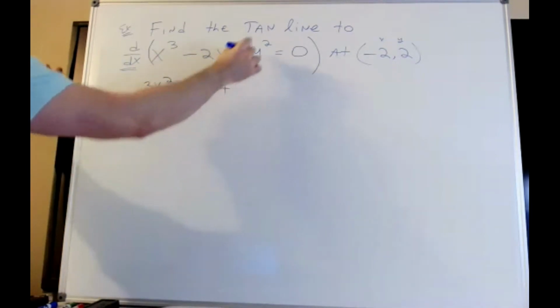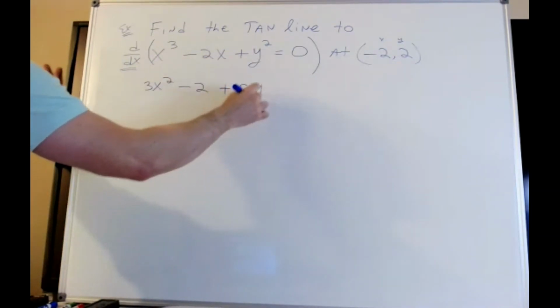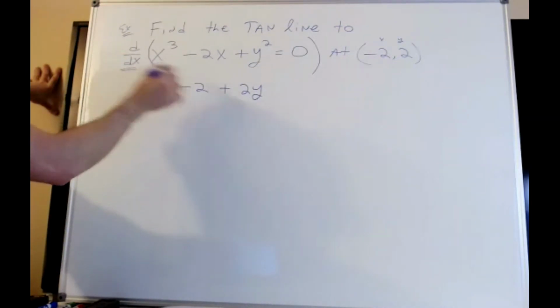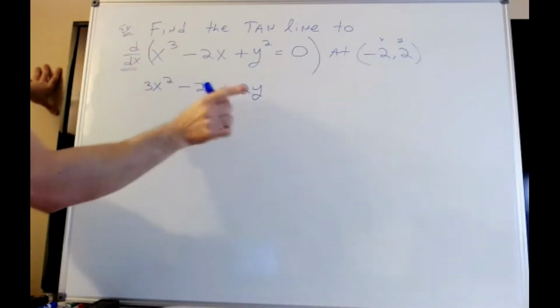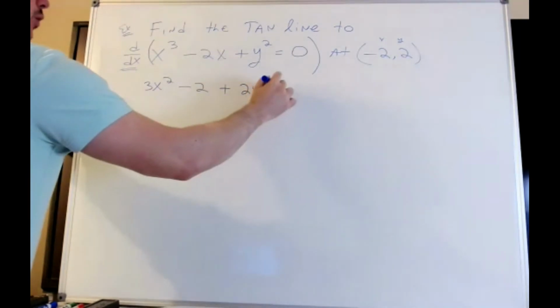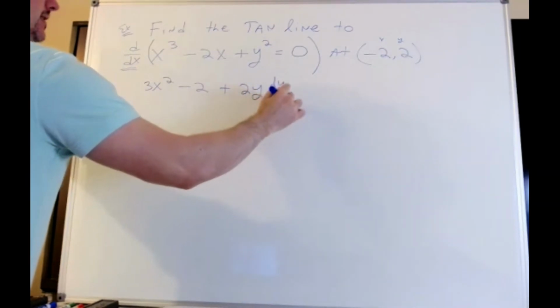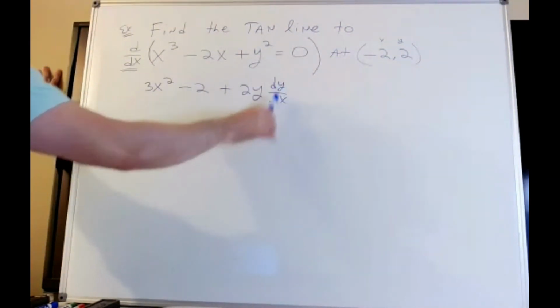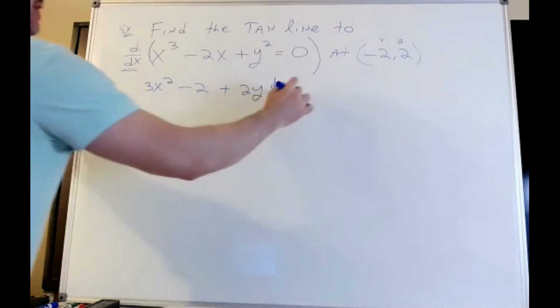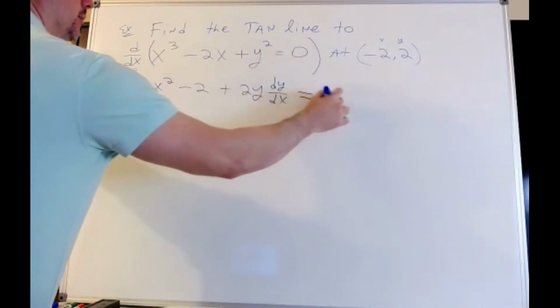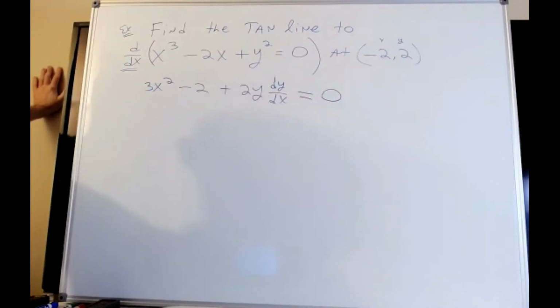Now, the derivative of y squared is 2y, but this is with respect to x. So when the letters don't match, you have to take the derivative of y on the inside, which is the chain rule part. So you just add dy/dx to this guy. And then equal, well, hello, the derivative of 0 is 0.